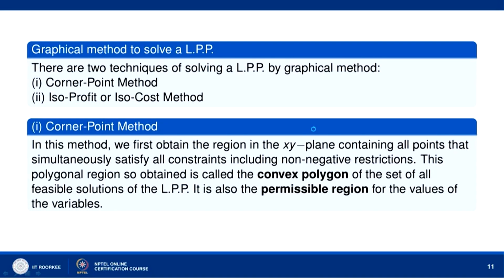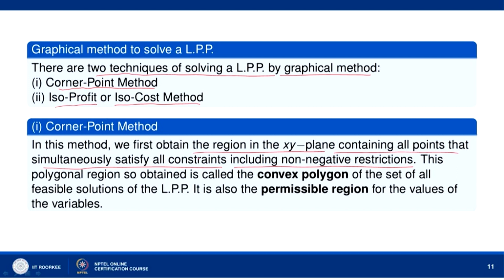Now, the graphical method to solve a linear programming problem. There are two techniques to solve an LPP by the graphical method. One is the corner point method, the other one is the isoprofit or isocost method. So, what is the corner point method? In this method we first obtain the region in the xy plane containing all points that simultaneously satisfy all constraints including non-negative restrictions.